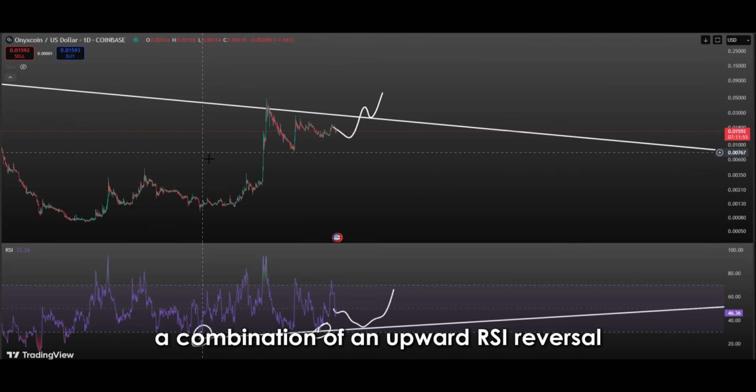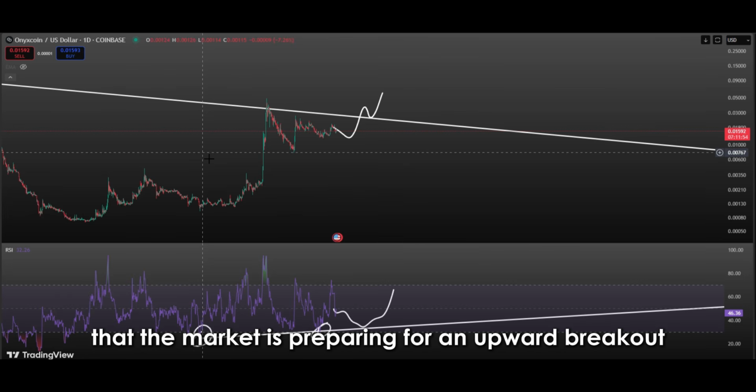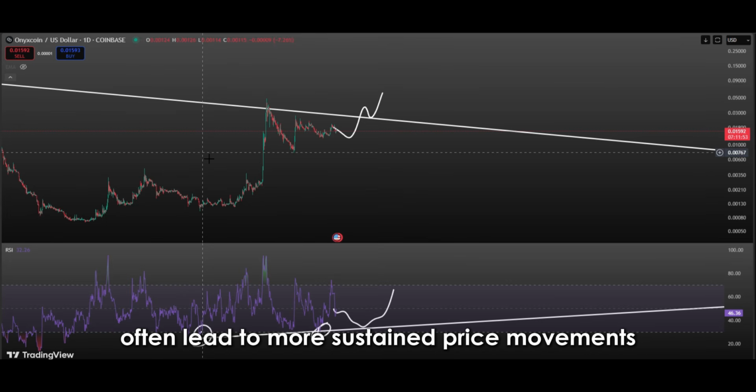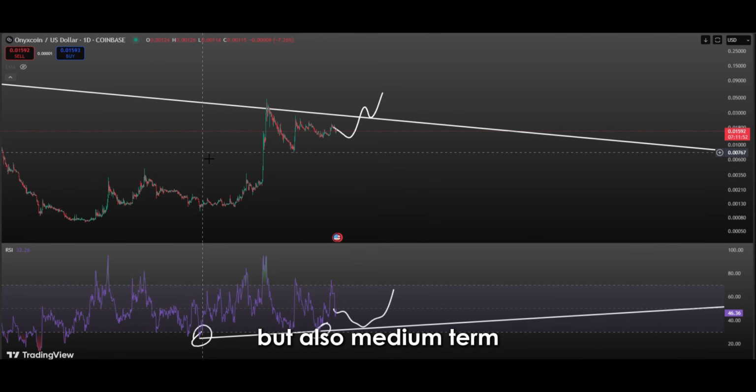A combination of an upward RSI reversal and increased trading volume and prices is a technical indication that the market is preparing for an upward breakout. Volume-supported RSI reversals often lead to more sustained price movements. This means that investors can base not only short-term but also medium-term strategies on this technical setup.